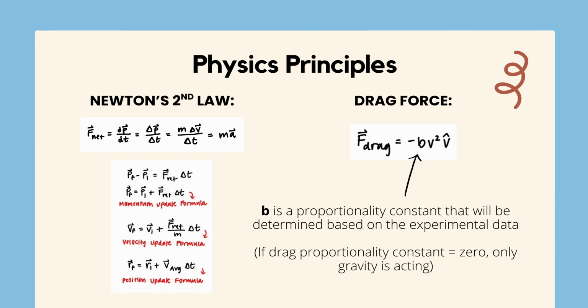The drag force equation will also be used in this lab to calculate the force on the object from air resistance. In this equation, B is a proportionality constant that is determined based on the experiment data. In the computational model that accounted for both gravity and drag, I set the drag proportionality constant to 0, which left my model with just the force of gravity acting on the object. V is the velocity, and V hat is the unit vector indicating direction. These equations and concepts will later be used when making our computational model.